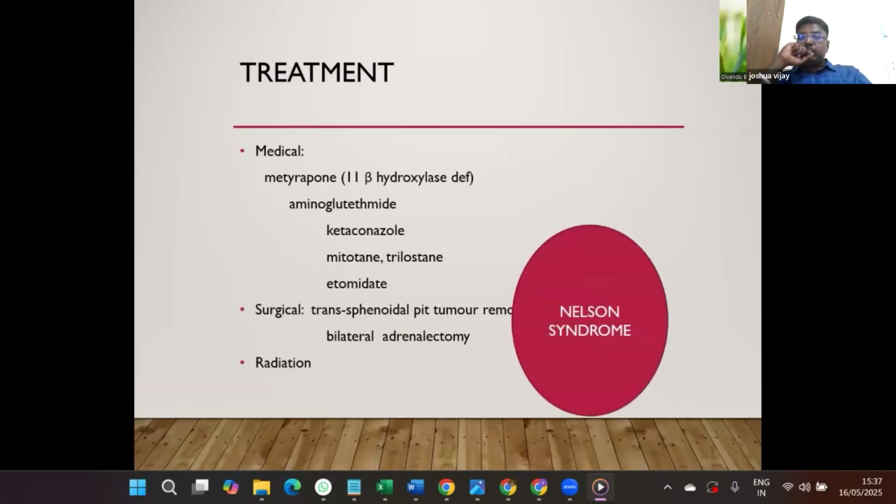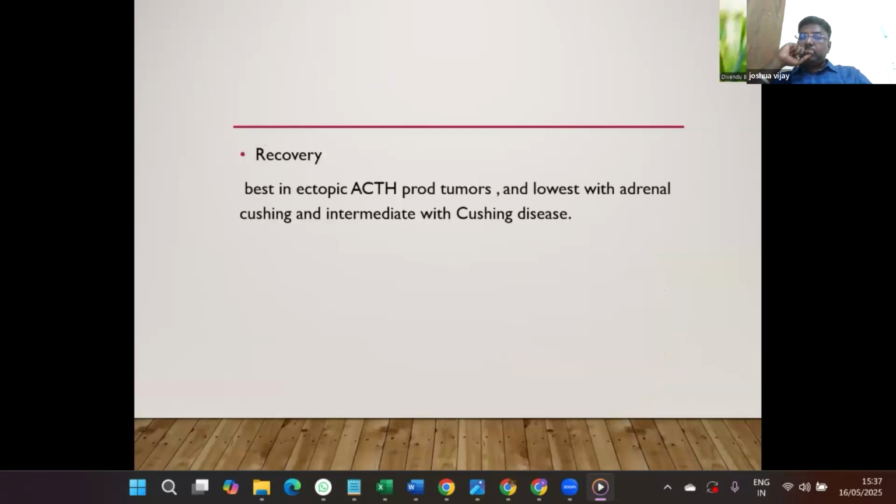Nelson syndrome is when we do a bilateral adrenalectomy wrongly, and the tumor was there in the pituitary, so the tumor becomes more aggressive after the adrenalectomy. Then it is called Nelson syndrome. Recovery occurs best in the ectopic ACTH producing tumors, lowest with adrenal Cushing's, and intermediate with Cushing's disease.